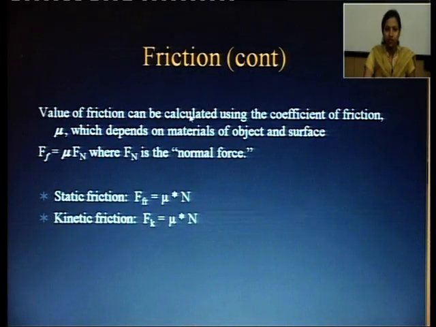The value of the friction can be calculated using the coefficient of friction mu, which depends on the material of the object and surface. F is mu into Fn, where Fn is the normal force. The static friction formula is Fs equal to mu into N, while the kinetic friction formula is Fk equal to mu into N.